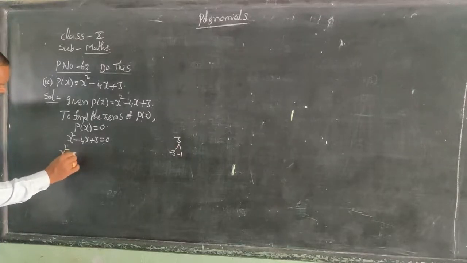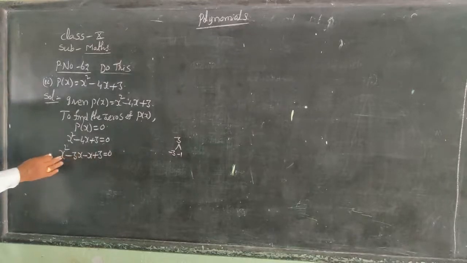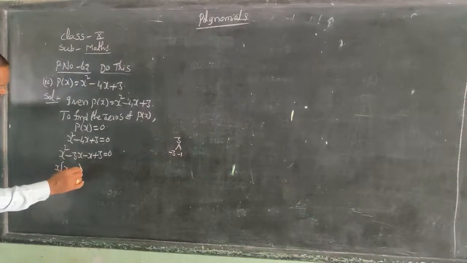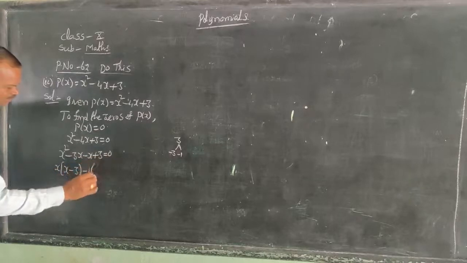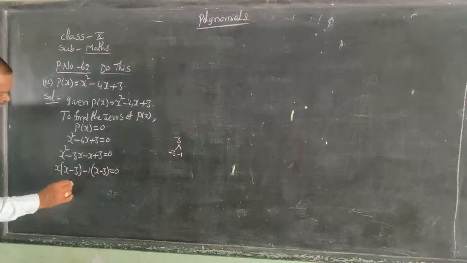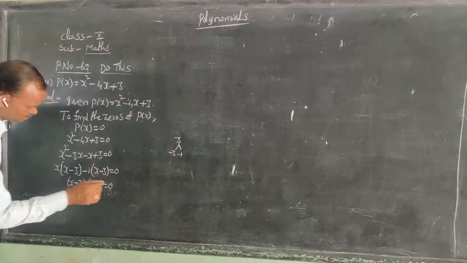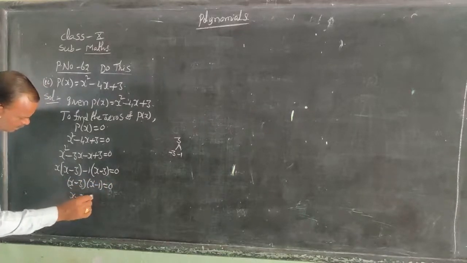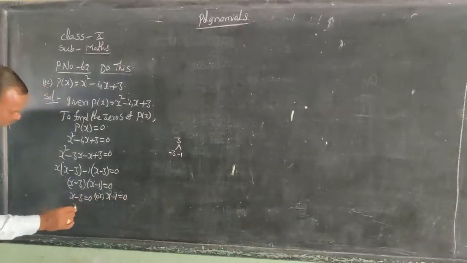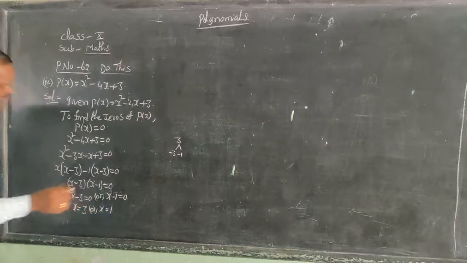Therefore x square minus 3x minus x plus 3 is equal to 0. The first two terms have common factor x minus 3, and the next two terms have common factor minus 1. X minus 3 is equal to 0. Again common factor x minus 3. X minus 1 is equal to 0. X minus 3 is equal to 0, or x minus 1 is equal to 0. X is equal to 3, or x is equal to 1.